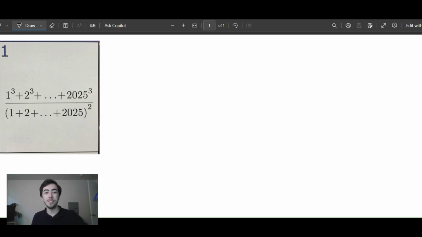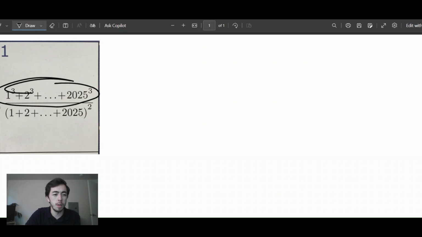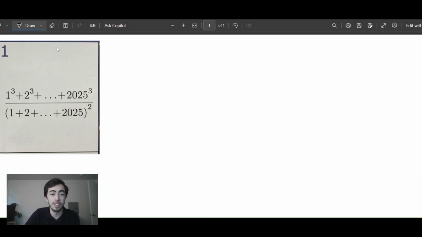Today is March 1st, and we have problem number 60 from this Daily Epsilon calendar to solve together. So today we need to show that this fraction right here, a huge number on top divided by another huge number on the bottom, apparently equals 1. All right, let's try it out.